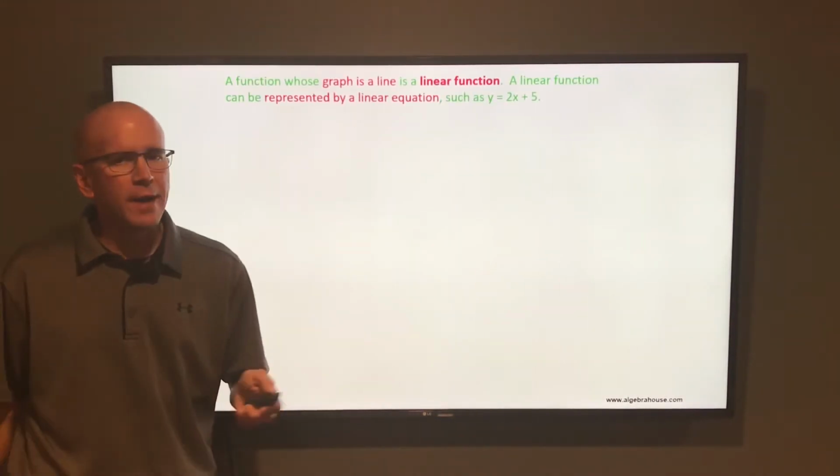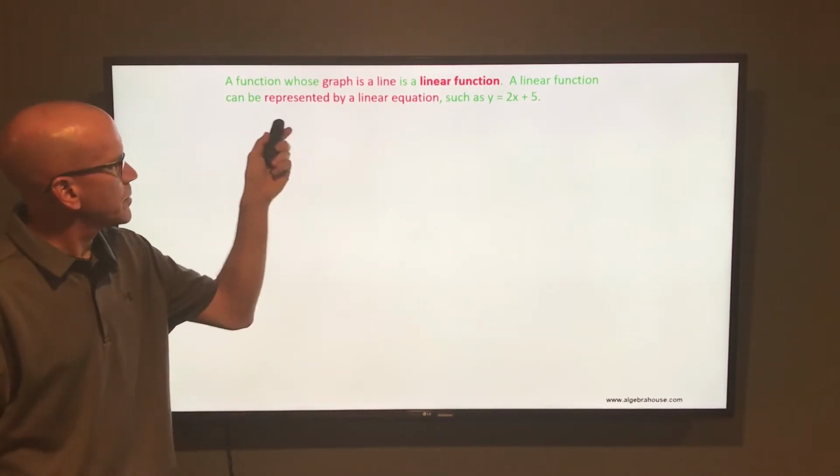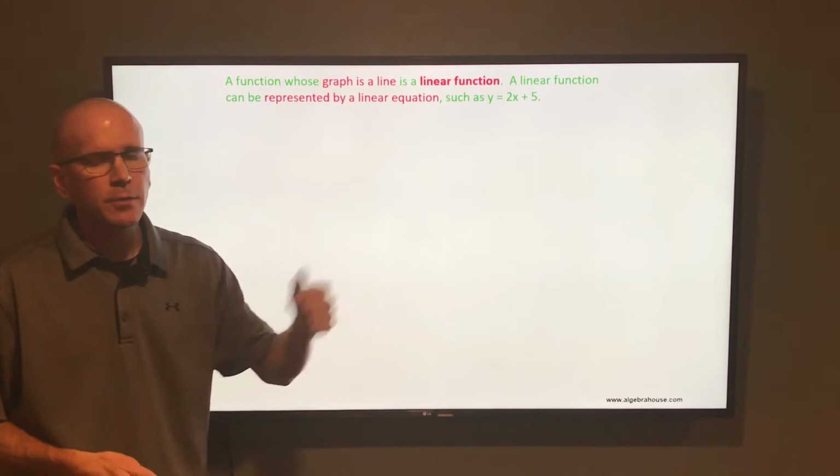A function whose graph is a line is called a linear function. A linear function can be represented by a linear equation, such as y equals 2x plus 5.